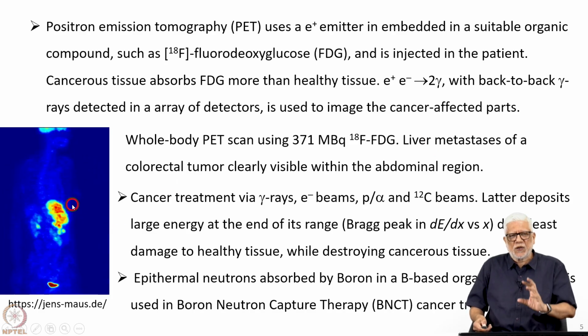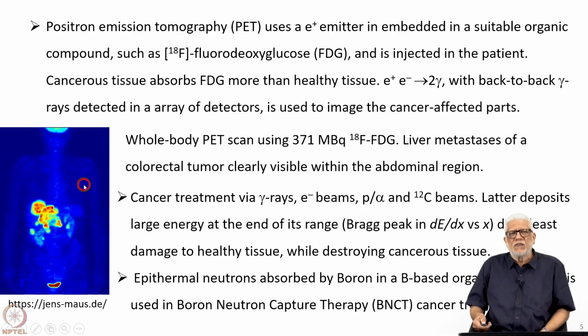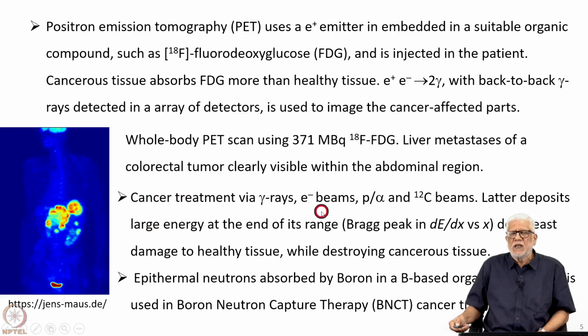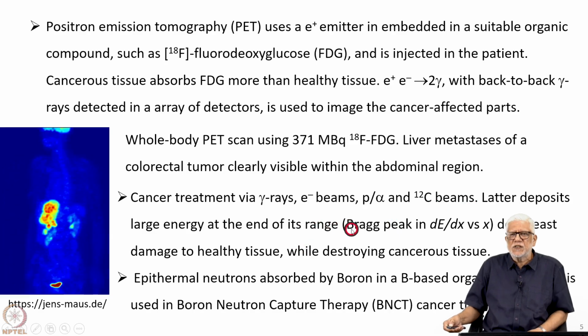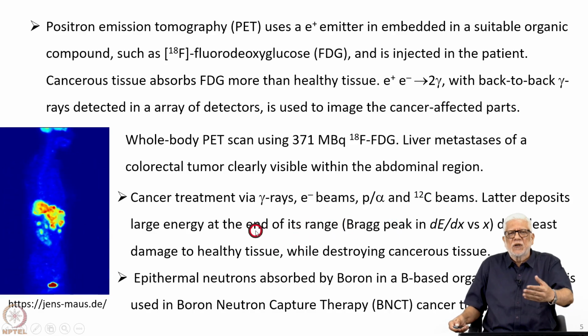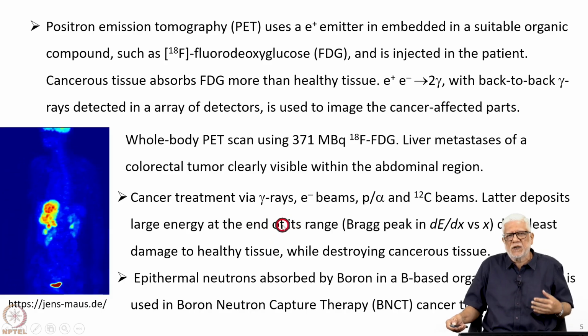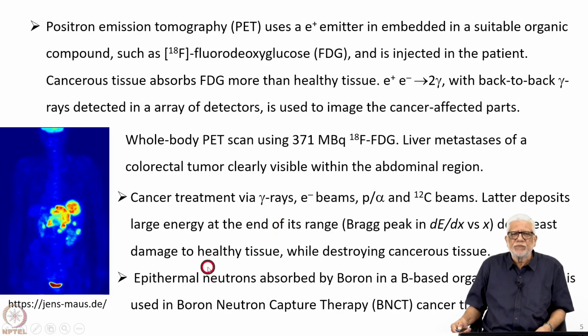Using software, the doctor can visualize where this cancerous tumor is located. Of course, the treatment of the cancerous tissue can also be done using gamma rays, electron beams, protons, alphas, and also indeed heavy ion beams. Heavy ion beams have the advantage that since a larger fraction of their energy is deposited towards the end of the range, there is less damage on the intervening tissue between the cancerous tissue and the outside world.